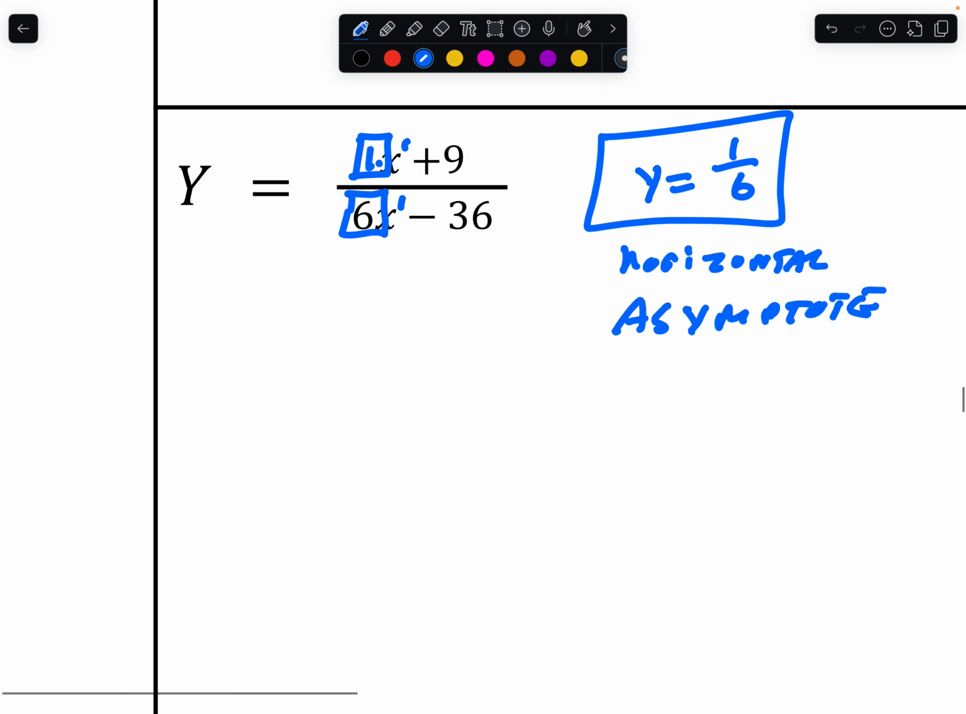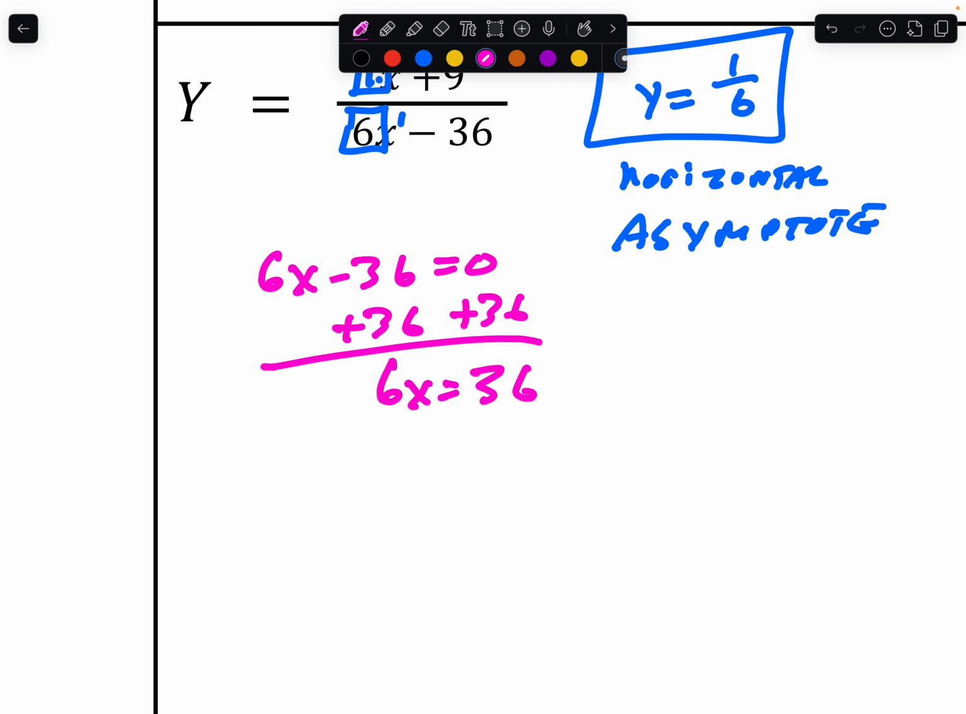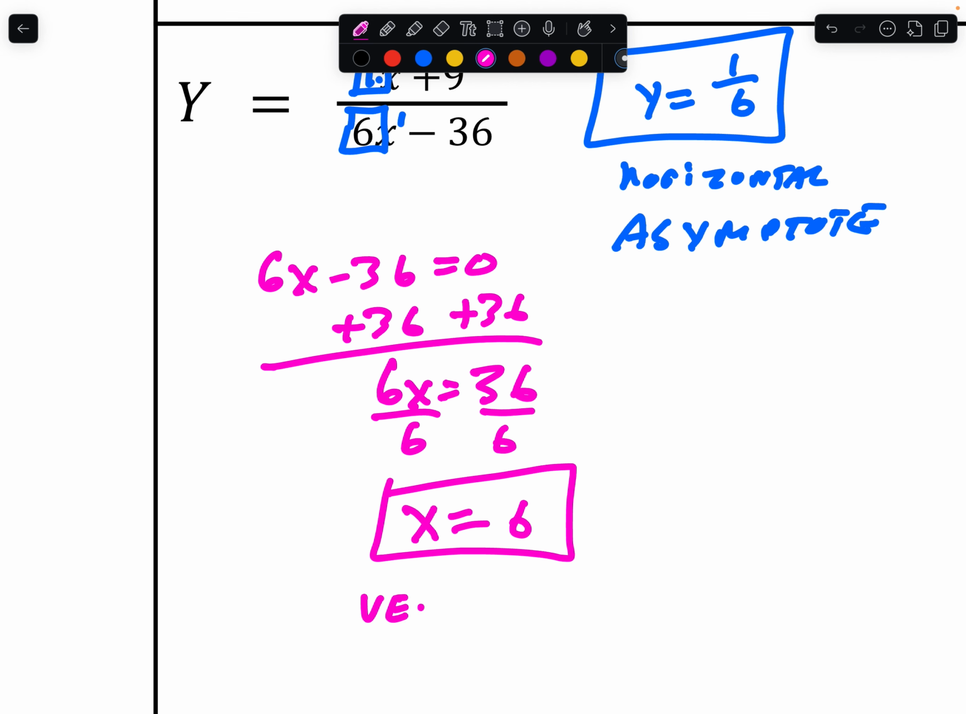And then for the vertical asymptote, again, where is the denominator equal to 0? Where is this undefined? So if I solve for x here, I'm going to get that at x equals 6, there is going to be a vertical asymptote. Okay?